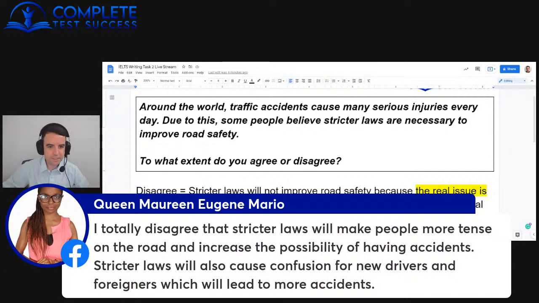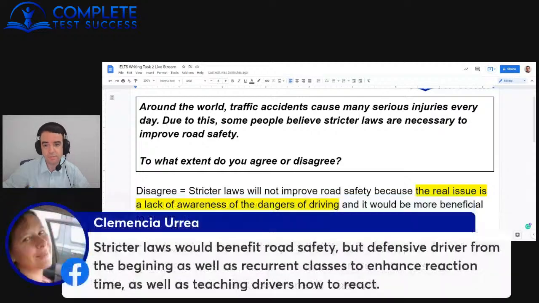Queen Maureen: I totally disagree that stricter laws will make people more tense on the road and increase the possibility of having accidents. No, so I completely disagree because stricter laws will make people more tense on the road and increase the possibility of having accidents. Stricter laws will also cause confusion for new drivers and foreigners, which will lead to more accidents. Good. Yeah, so you're giving reasons why it won't work. Good, good. It's not clear. You needed to use the word because instead of that, but the ideas are good.